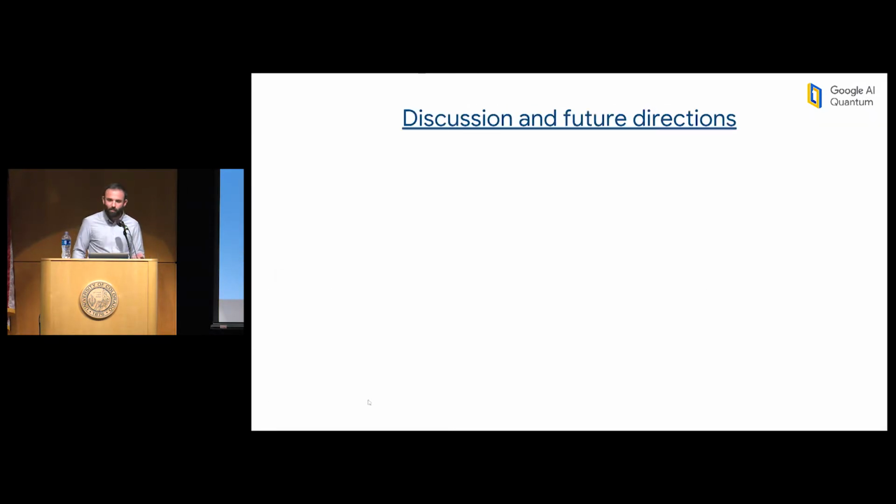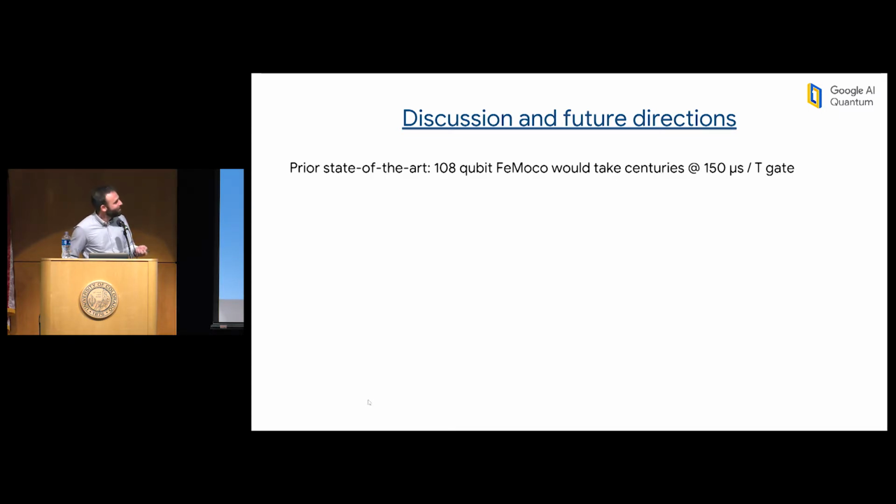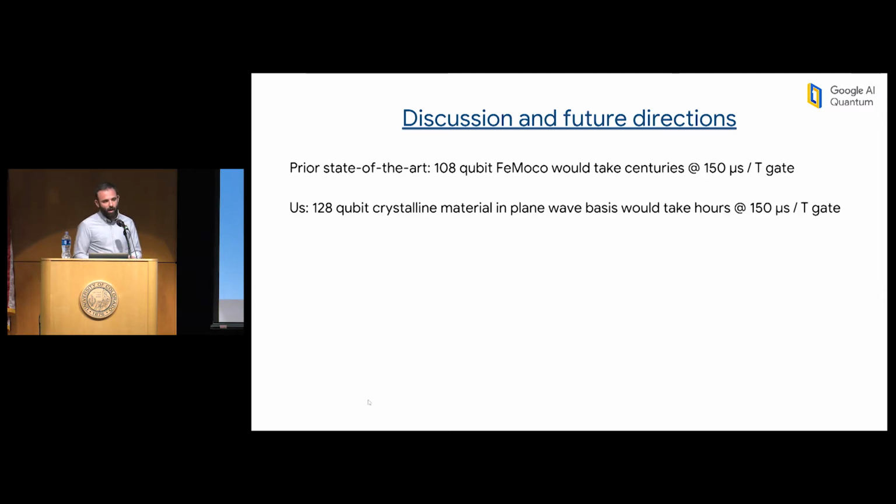I might have been scared by the last talk a bit and gone pretty quickly here, but we've come to the final discussion. So just to put this stuff in context, the prior state of the art was simulating something like FOMOCO, a very important molecule, at 108 qubits, but with our architecture, it would have taken centuries. By changing the problem and developing new algorithms and new ways of compiling these things, I just discussed that we can do, say, 128 qubit crystalline material simulations in hours, or we can do 1,000 qubit ones in essentially days.